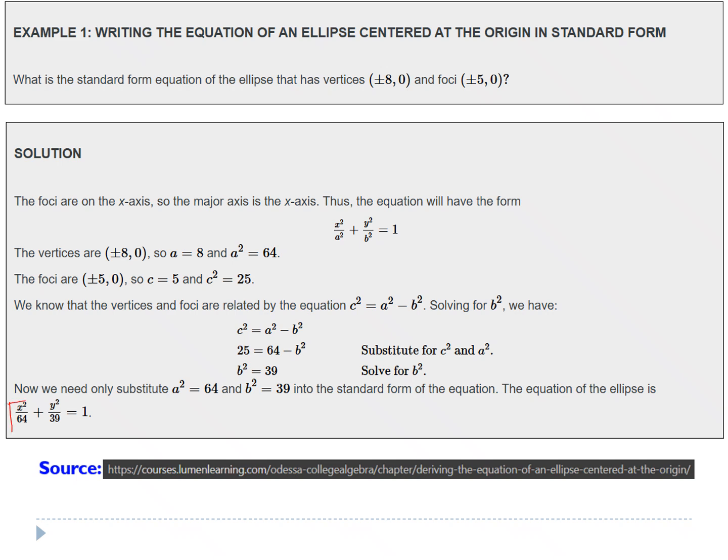So we got here the equation of this ellipse as described in the problem: x squared over 64 plus y squared over 39 equal to 1. So this is the answer. I hope you understood how I solved this problem.